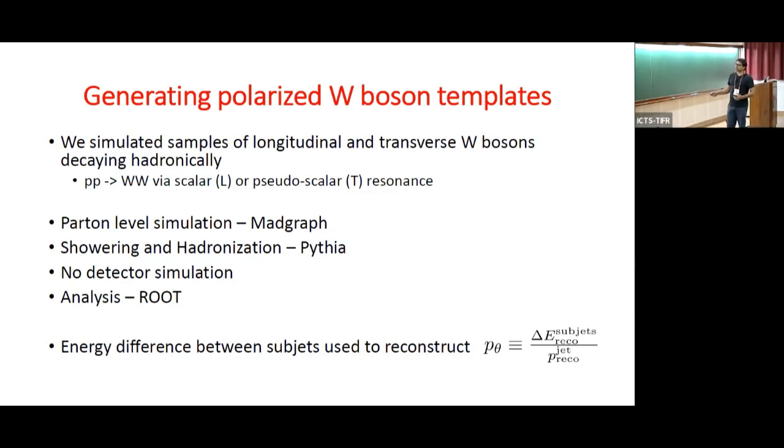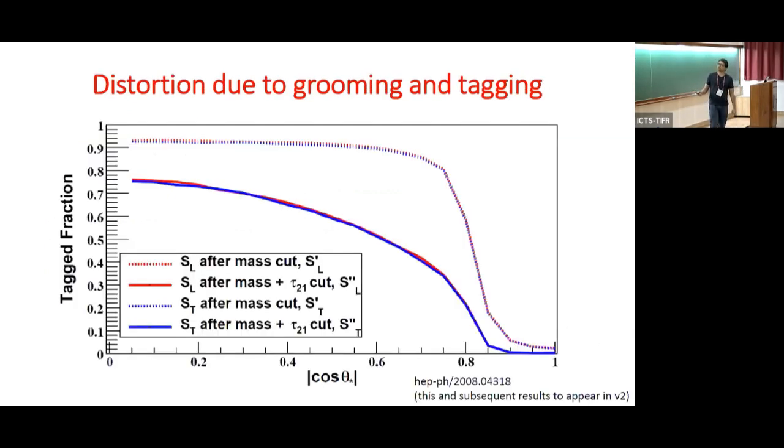So in principle, p theta should reconstruct cosine theta star. If I plot its distribution, it should look like 1 plus cosine squared theta for longitudinal W's, and 1 minus cosine squared theta for transverse W's.